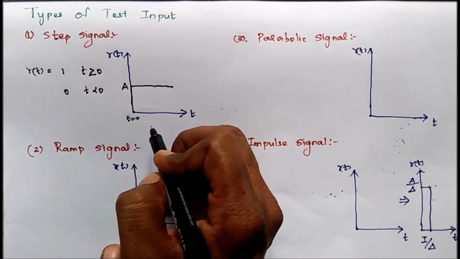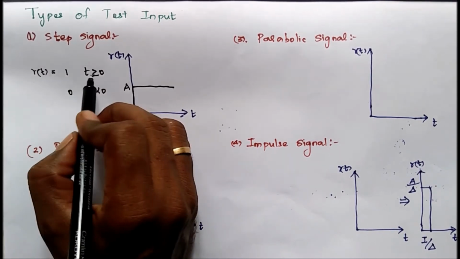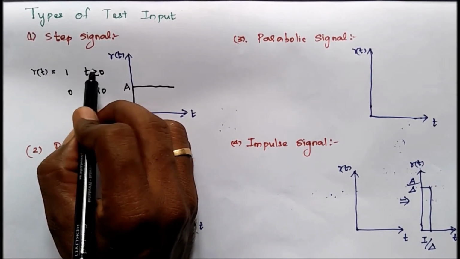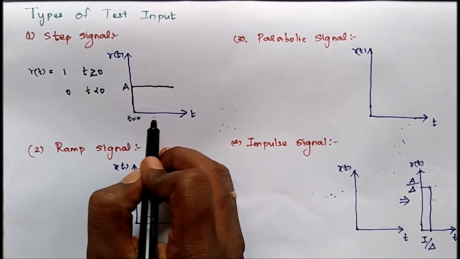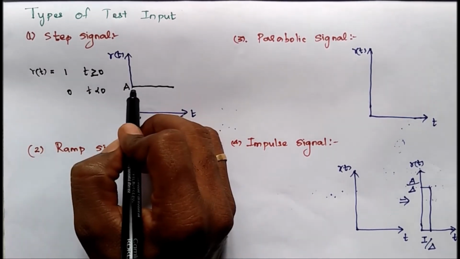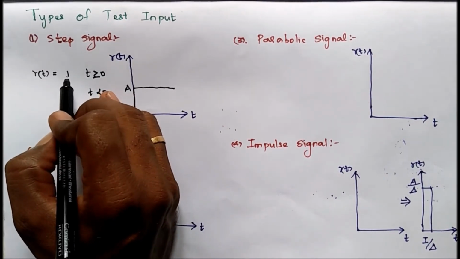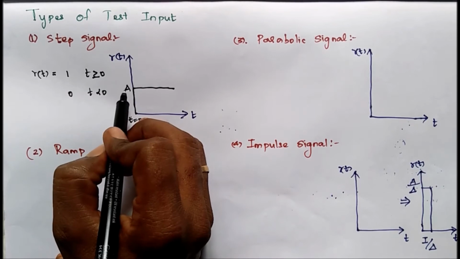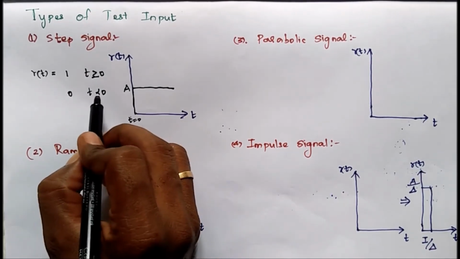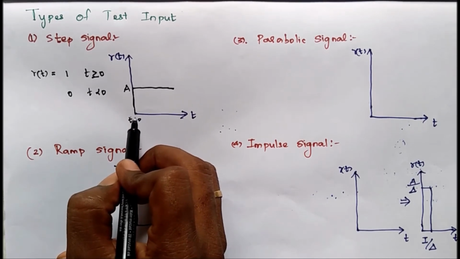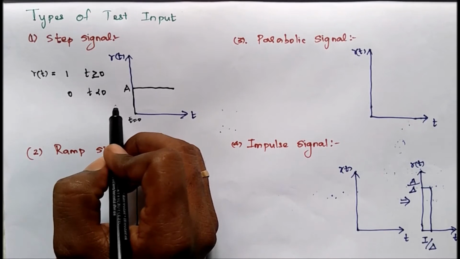Its mathematical expression can be written like this. R of t equal to A, for t equal to 0 or greater than 0. We see from this graph that for t equal to 0 or greater than 0, its value is always constant. We can say here A. If it is a unit step, then the A value equals 1. We see from this graph, for t less than 0, its magnitude is 0. Here there is no magnitude.